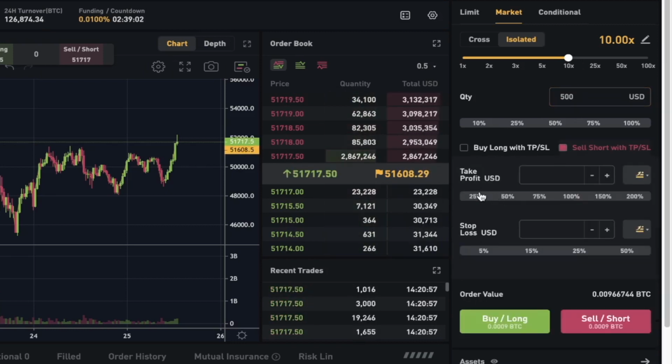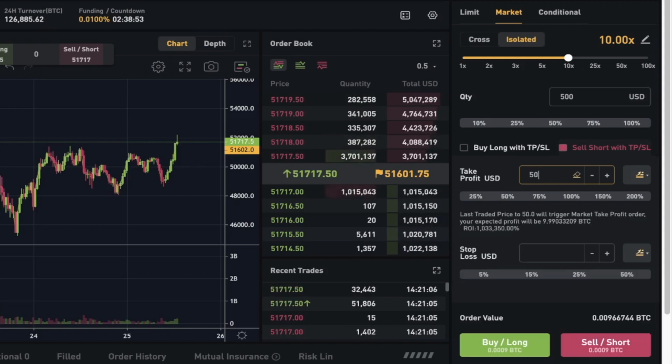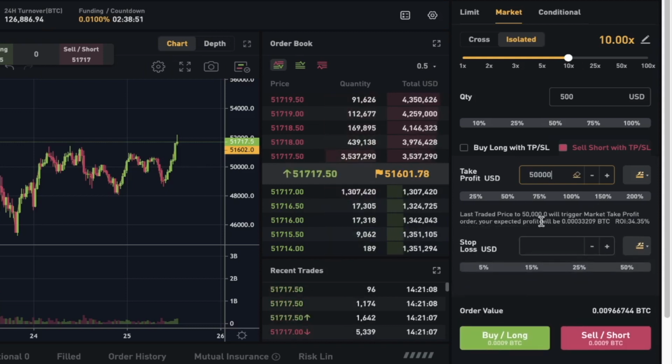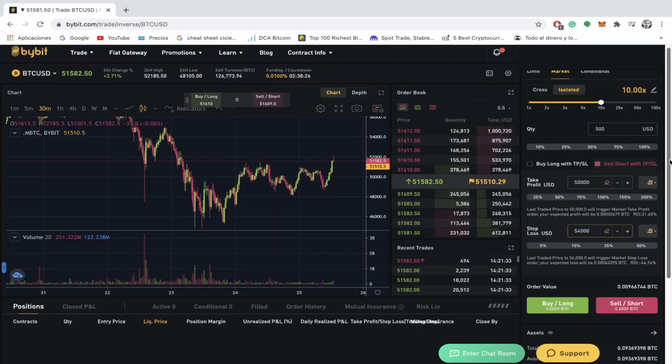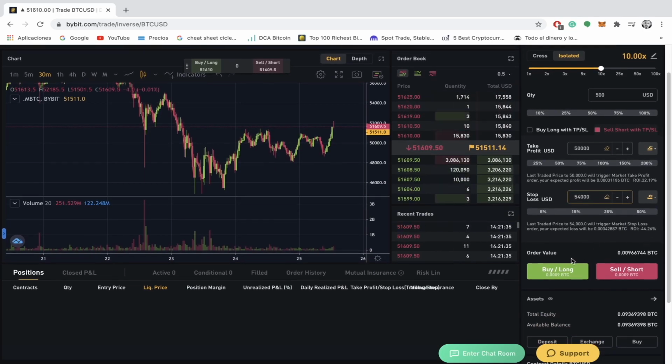So we want to place a short, stop loss, and a take profit. In this case, the price is now at $51,717. So if I want to take profit, say at $50,000, which would be just about $1,700 below, and my stop loss would be at about $54,000, for example. Now that we have our order ready, we are ready to place the order.